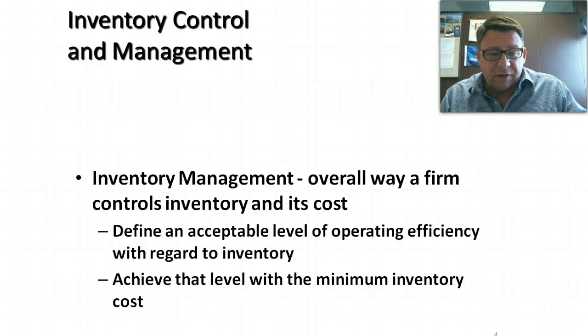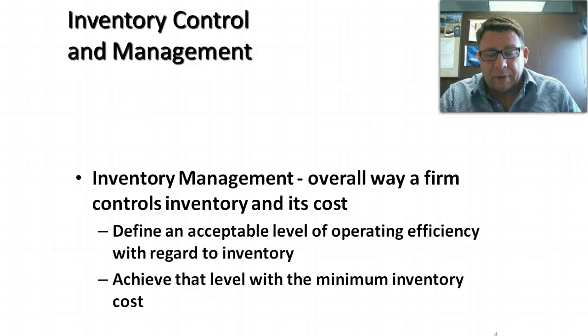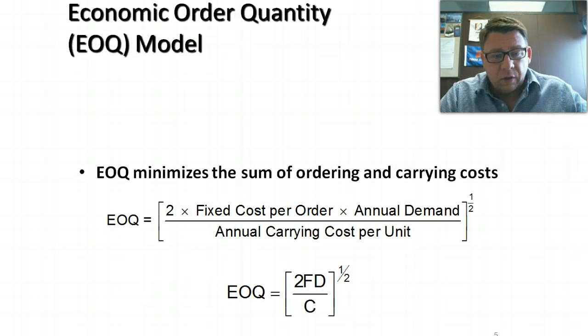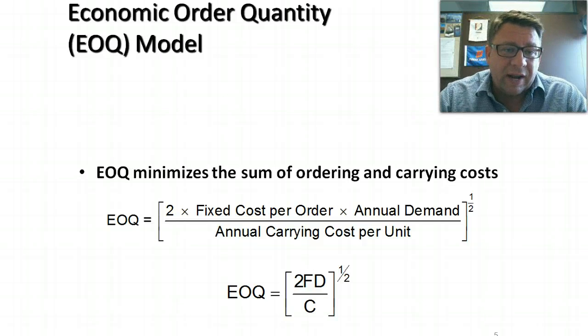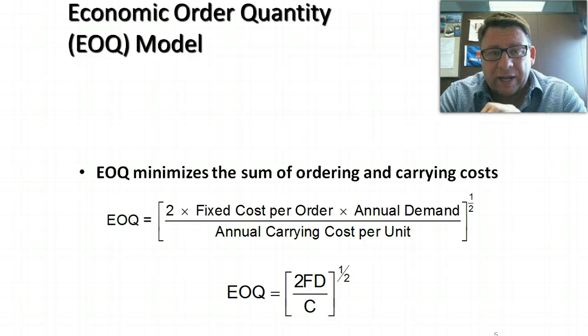Inventory management is the overall way that a company controls its inventory and its cost. We try to define acceptable levels of operating efficiency that relate to how much inventory we're going to carry on hand, and we want to do that by minimizing our inventory costs. One of the ways that we do this is with our economic order quantity model, the EOQ model. The purpose of the EOQ model is to minimize the ordering and carrying costs of inventory.